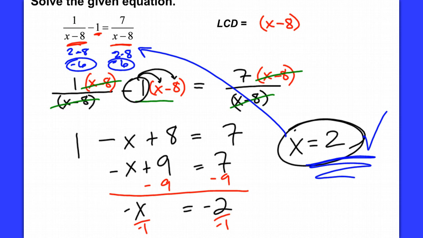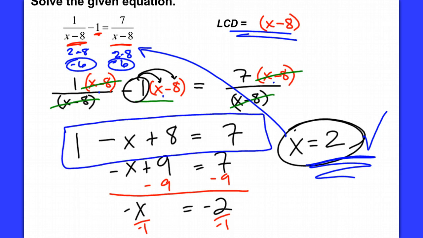And then in a nutshell, that's the process that we go through every time. We identify our least common denominator. We multiply it to all of the numbers in every term of the equation. And then we get an equation to work with, and we just solve our equation by the techniques that we've learned throughout this course.